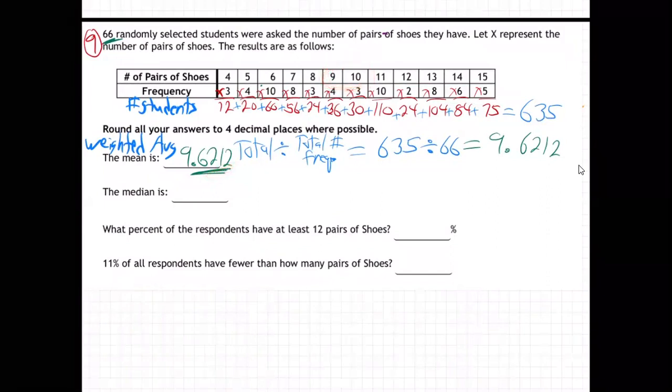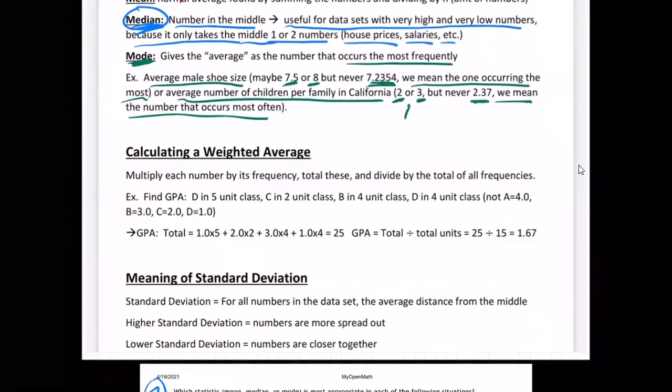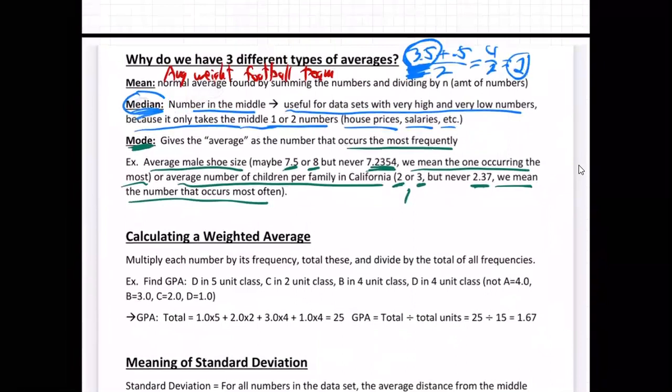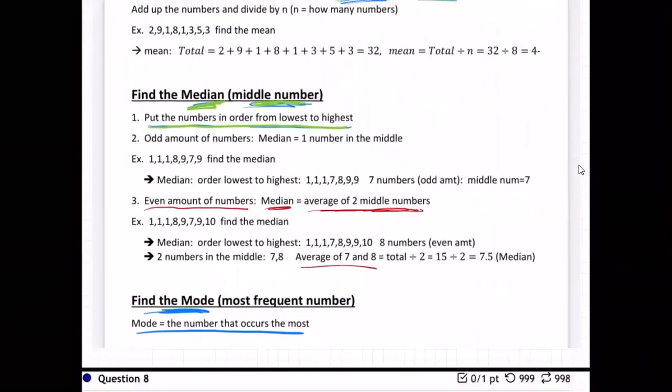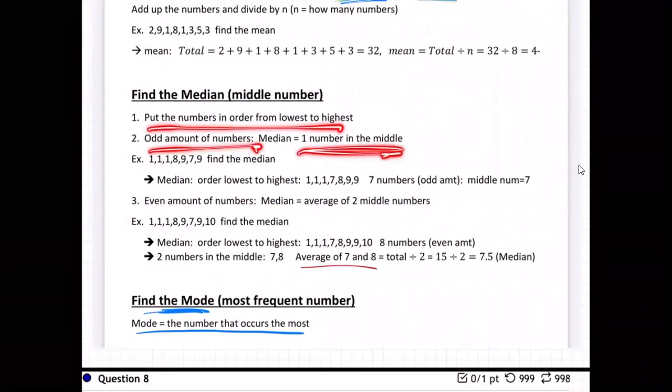All right, next comes the median. The median is a little tricky. If you look at the notes, to find a median, you've got to put the numbers in order from lowest to highest. If you have an odd amount of numbers, there'll be 1 in the middle. If you have an even amount of numbers, there'll be 2 in the middle, and you've got to average them. We have 66 numbers, so we have 2 in the middle. We're going to have to average the 2 middle numbers.